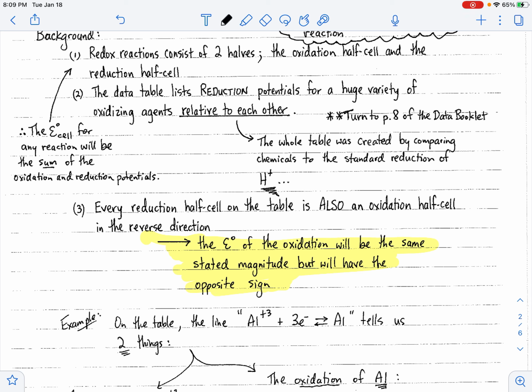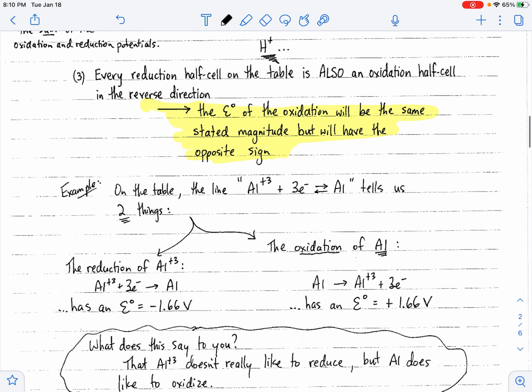So the standard potential of the oxidation will be the same stated magnitude. So the numerical value on the chart will be exactly the same, but it will have the opposite sign. So if the reduction on the table has a negative 0.5 volt, that means the oxidation in the reverse direction on that same line would be positive 0.5 volts. Okay?